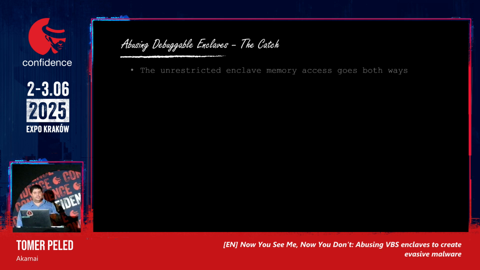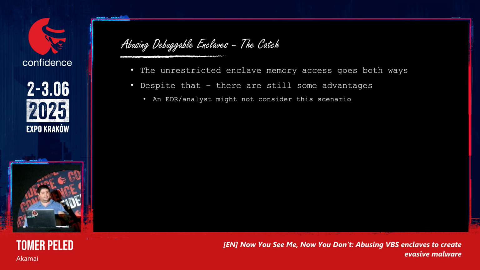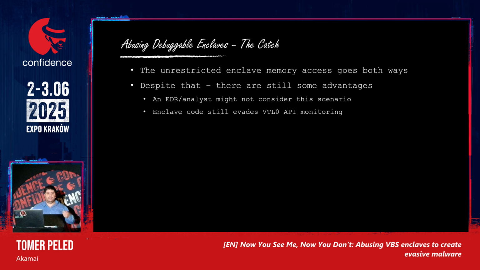Now, there is one catch, and that is that EDRs can now also see anything from the enclave. But the reason why we thought this is still okay is because EDRs and blue teamers are not aware of this threat yet, and since enclaves are not widely adopted, they would not consider this as an attack scenario. And also, enclaves are still running inside the isolated user mode, which means that any API call that they are making will not be able to be hooked by EDRs.